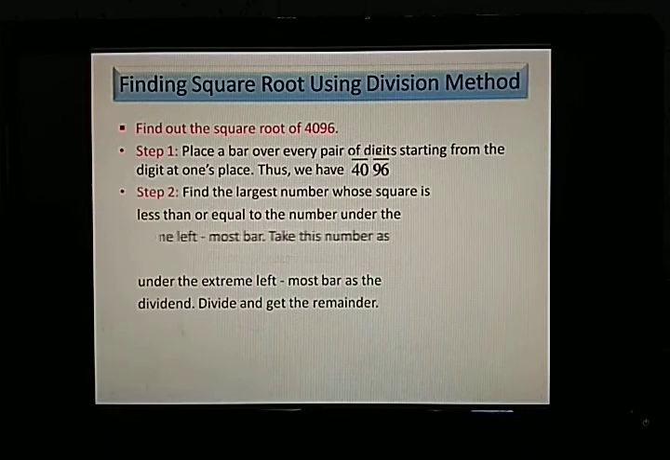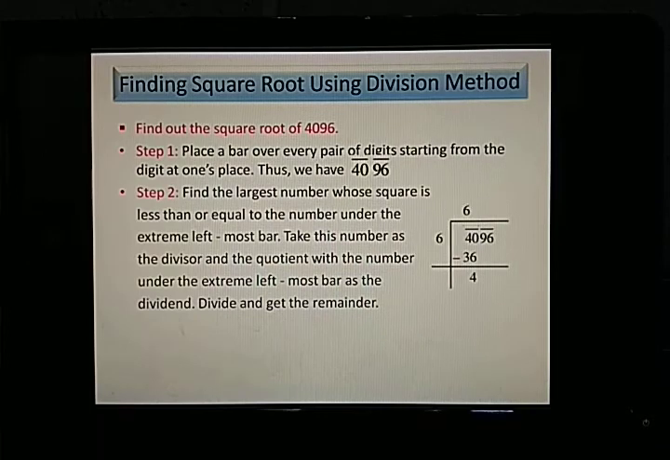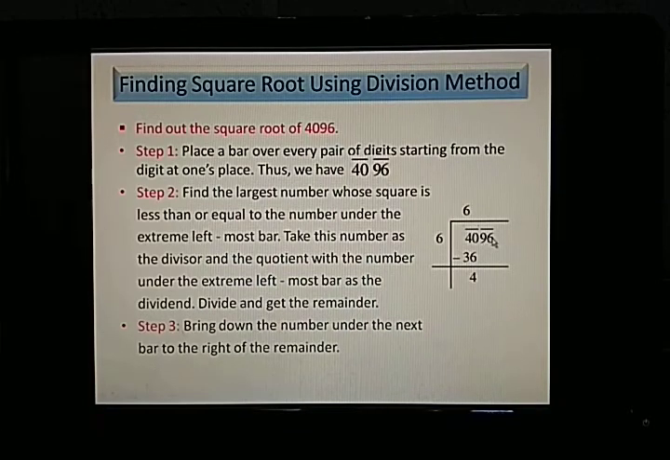Clear? Next, we do the same method as the earlier method: we'll place any number whose square is less than or equal to this 40. So obviously 6 6s are 36, so we'll write 6 in the divisor as well as in the quotient, and we get 36, then 4 will be left as the remainder. In the next step we'll bring this 96 down together. Whatever is given under the bar comes down together. So obviously you can see now 496.